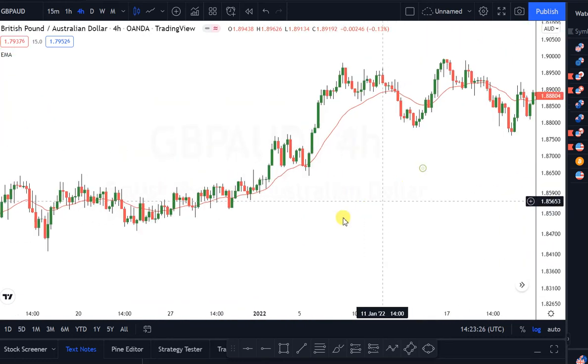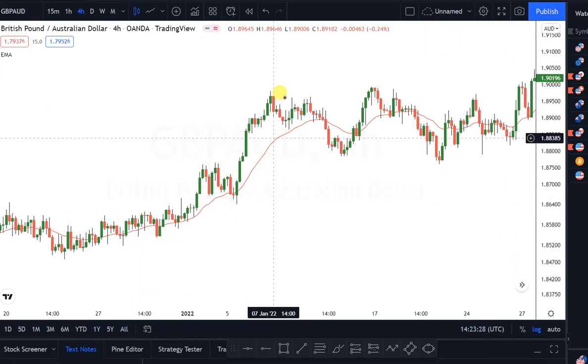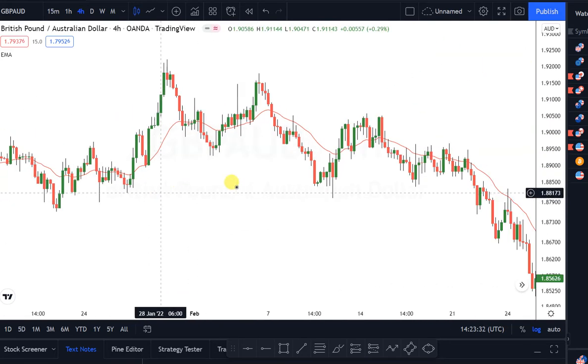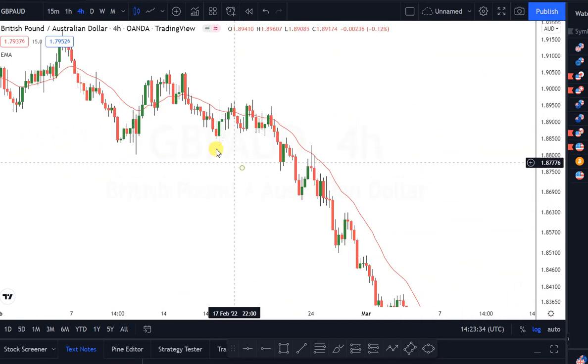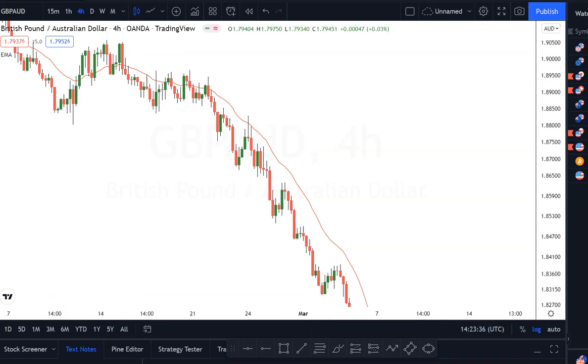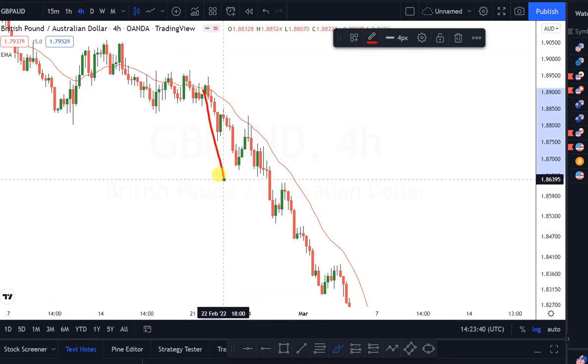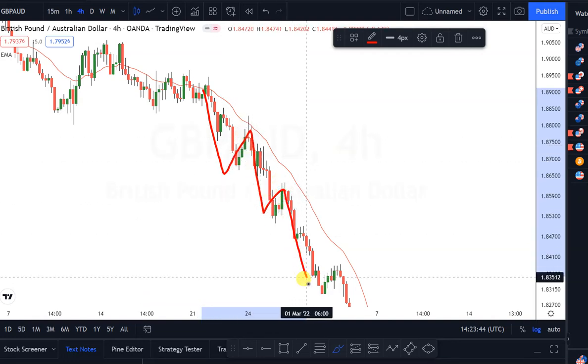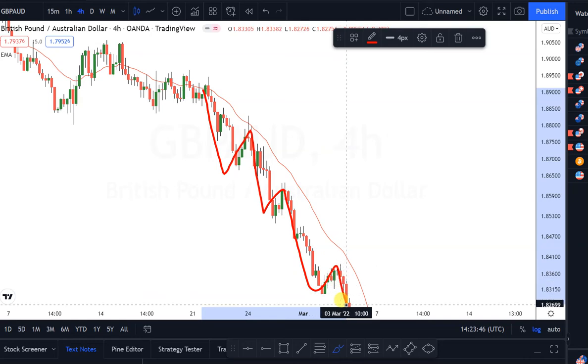Okay, so let's look for another example. So this is another example of it going up and coming down. This is another example of what a bullish market is. So let's get a bearish market. So this is another example of a bearish market. You can see the market going up, coming down, going up, coming down, going up, and now it's coming down.